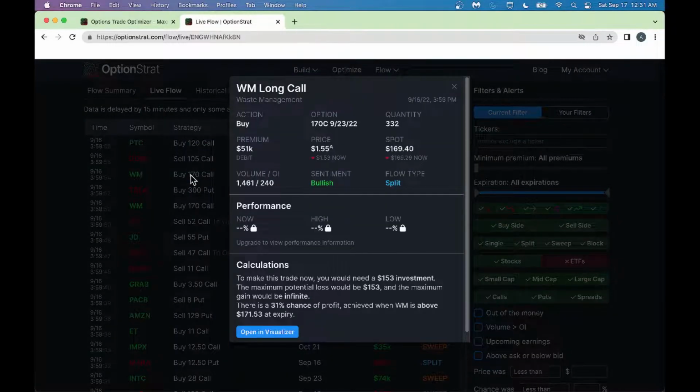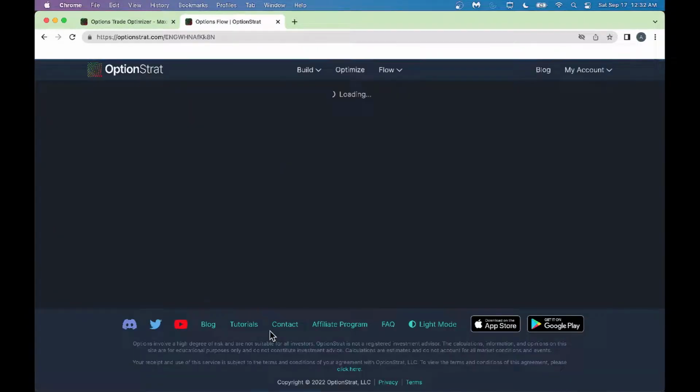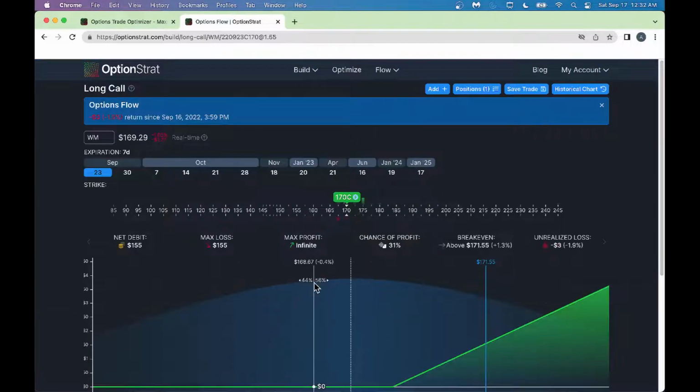If you want to follow this big trader, you could go into this here. It tells you some information. It's a bullish trade, mainly because look, we got price here 155, spot 169. It's above ask, that's why, the bid is 150 and ask is 155. So price is at 155. That's why it's a really bullish trade, because it's at the ask here. And you could click on open visualizer here, and you could see what this person had done.